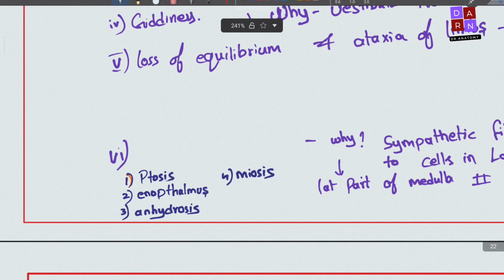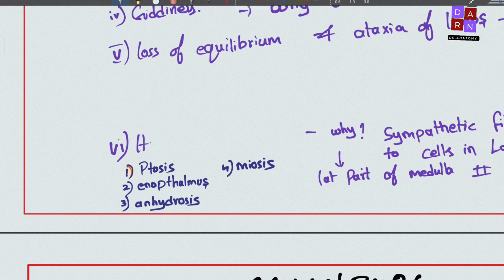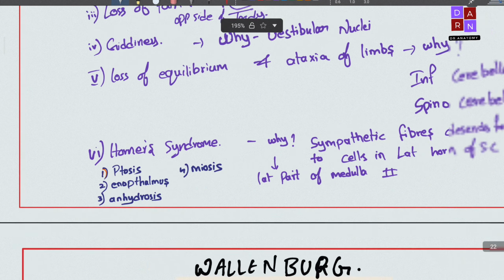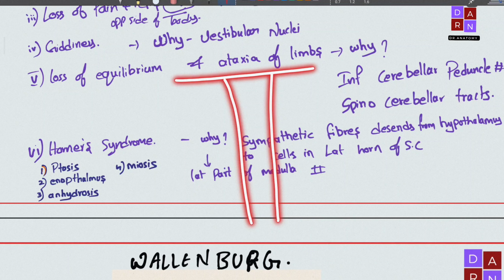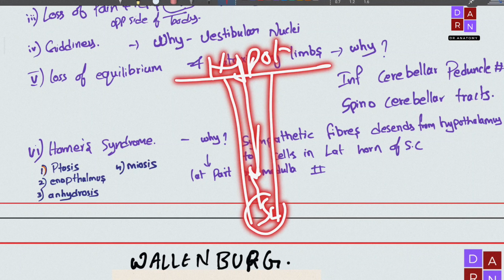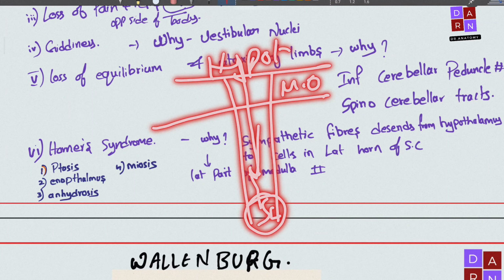And the sixth clinical feature of lateral medullary syndrome is Horner syndrome. Why? Because the sympathetic fibers passing from the hypothalamus to the lateral horn of the spinal cord go through the medulla oblongata. So that's why it causes Horner syndrome.